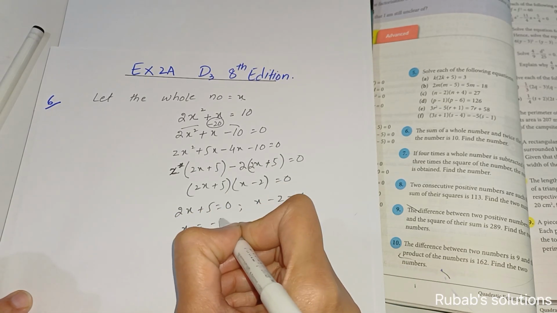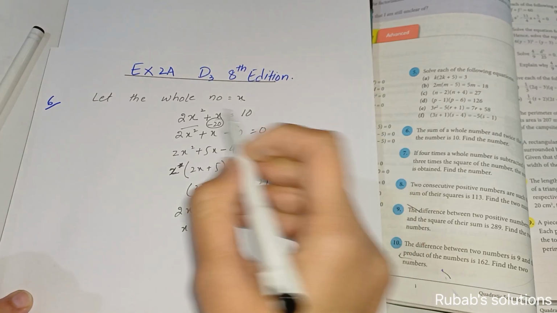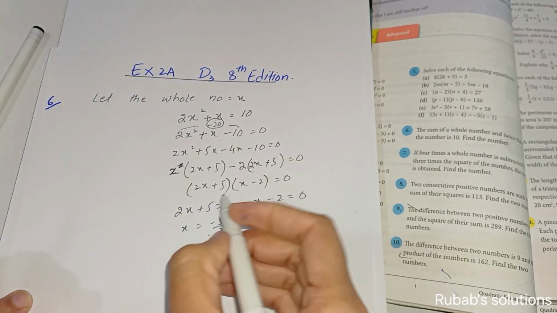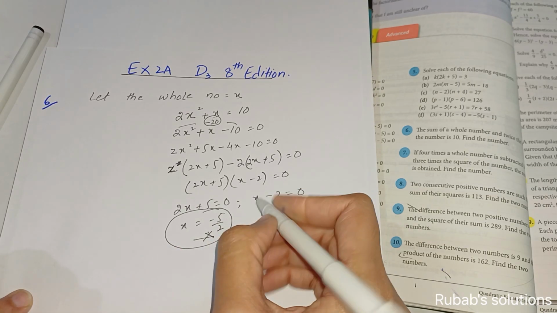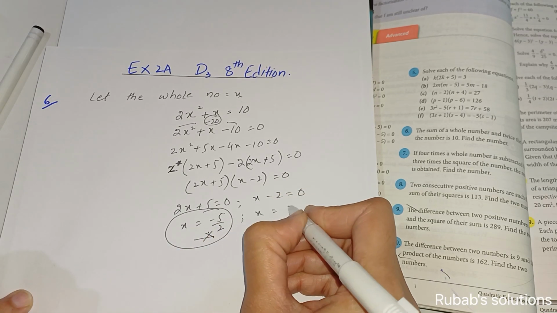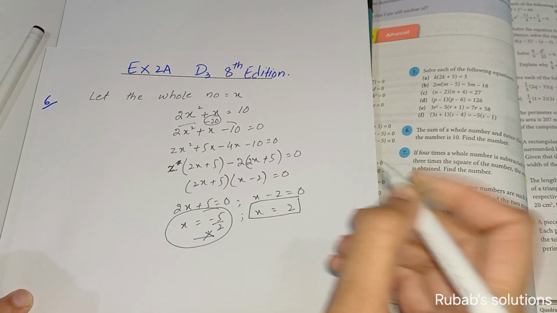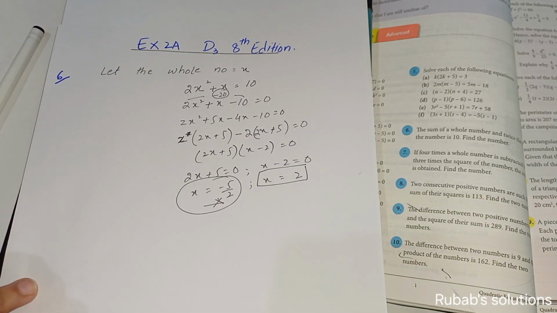From here I'll get minus 5 by 2, because they are saying that find the whole number. So this is not the whole number, so this is not a suitable answer. So we will check the second one, x is equal to 2. So this is my answer, because we are searching for the whole number.